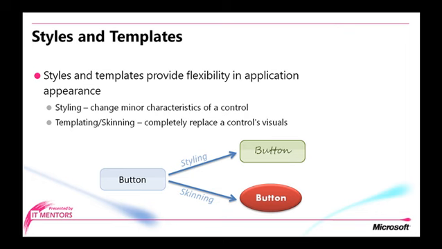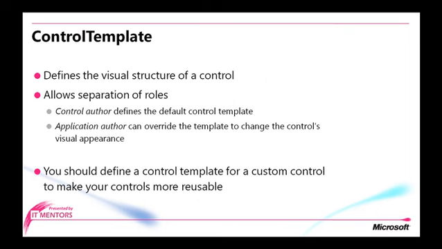changes to a control. The thing that makes it work is the control template that's associated with the control. This is what defines the visual structure of a control and makes it possible to improve reusability. A control author can define a default or out-of-the-box appearance. And then an application author can use the control, and if she wants, she can override the template to modify the control's visual appearance.